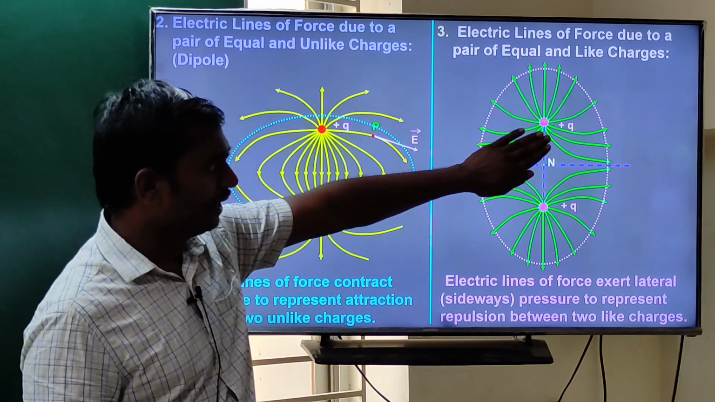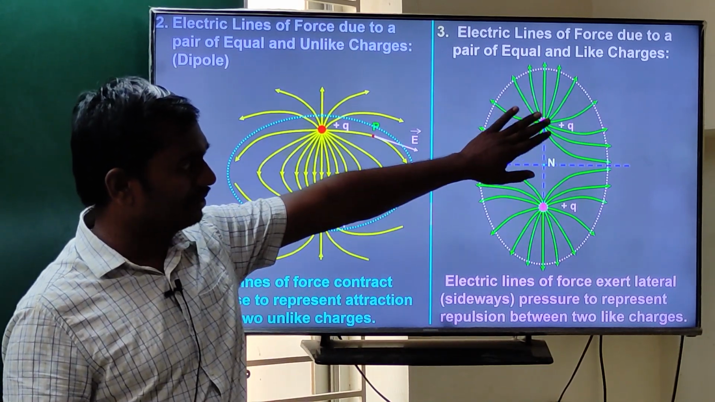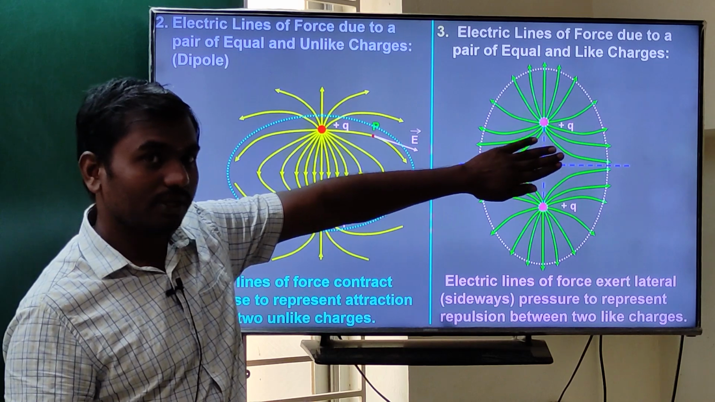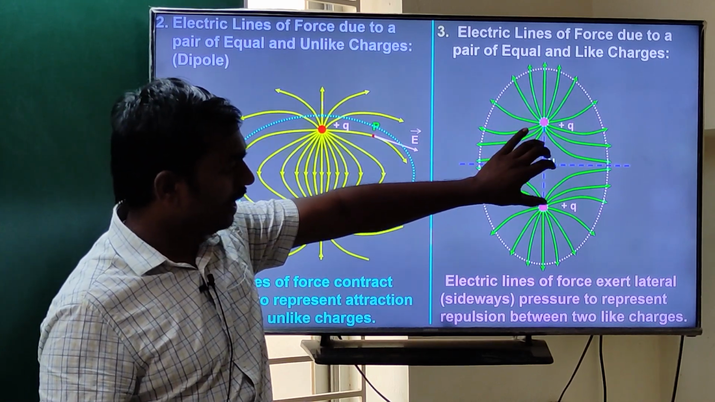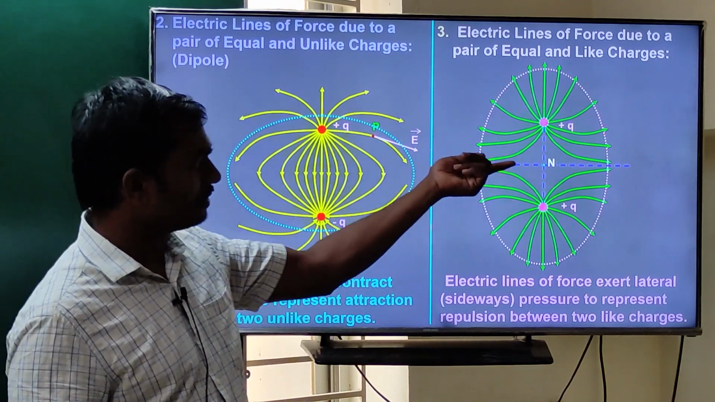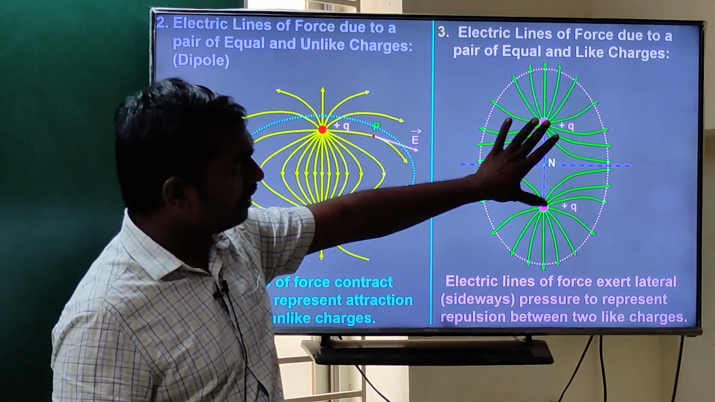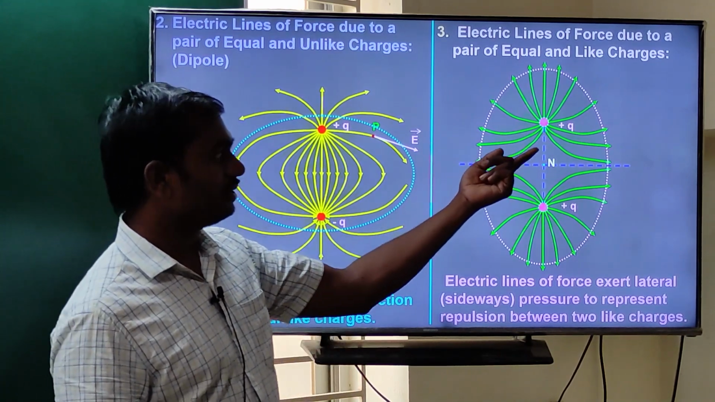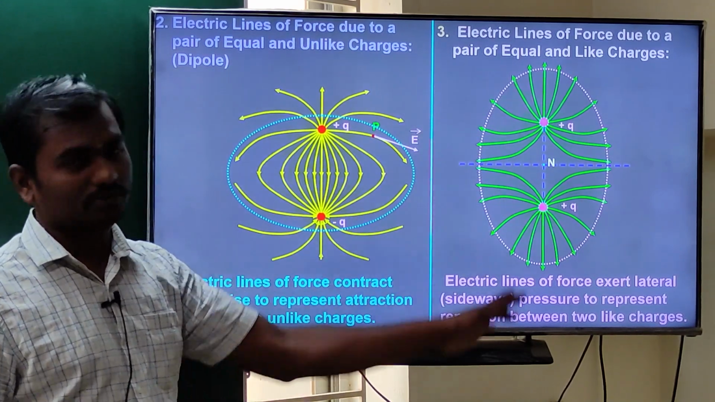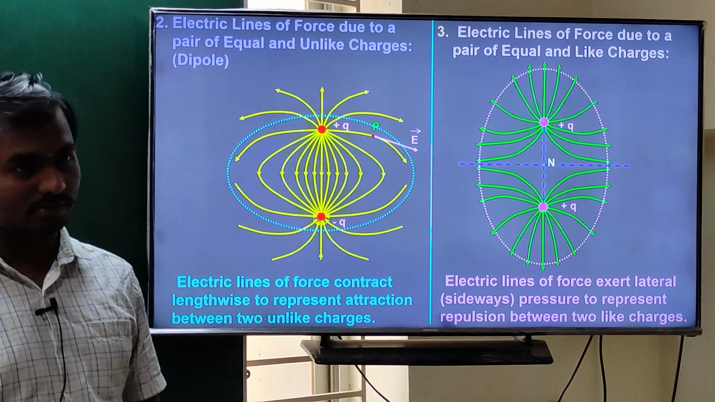If there are two like charges, the repulsion force between them is because of this sideways lateral pressure, okay. This is the reason the two like charges repel each other. In a similar way we can study negative charges also.